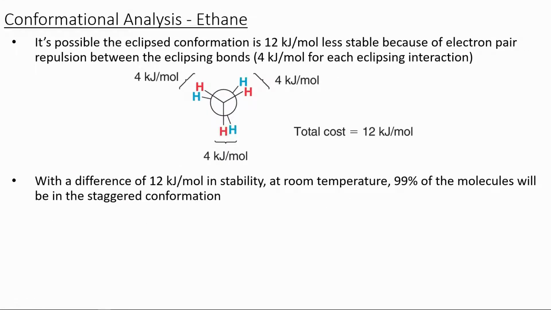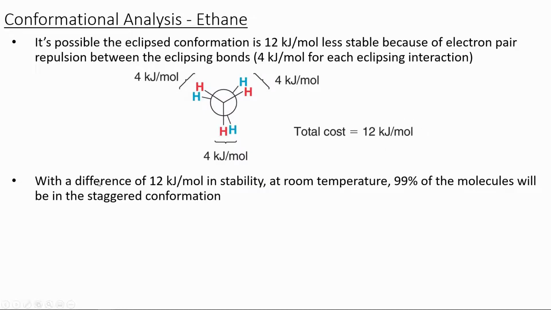So the electron pairs of these two hydrogens are repulsing against each other. They're too close in space, and so each of these negative repulsion interactions costs us 4 kilojoules per mole. Since we're experiencing 3 total, that's a total of 12 kilojoules per mole.